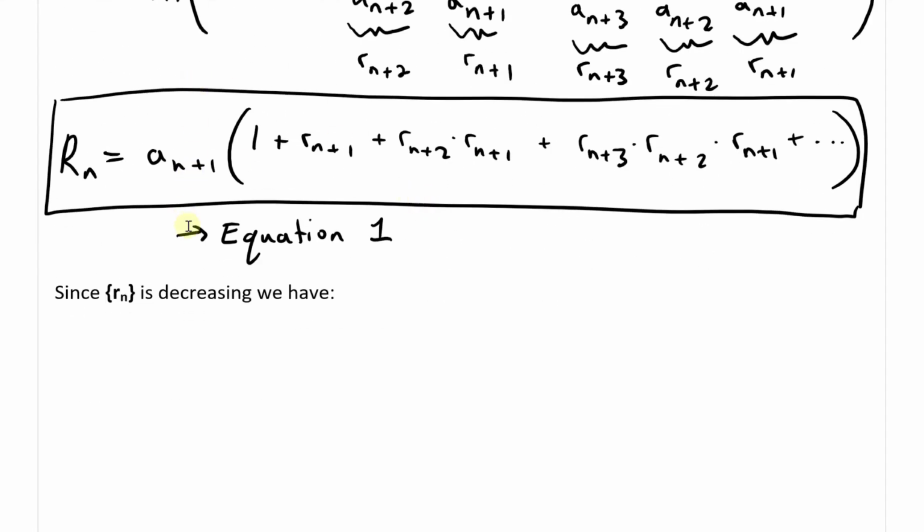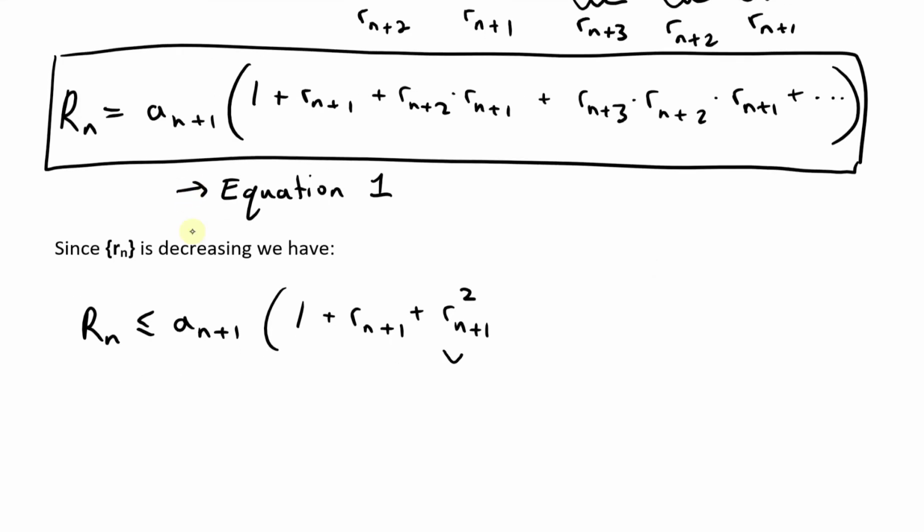What we have over here is, we can write the remainder R_n as equal to A_{n+1} times, same thing here, 1 plus r_{n+1}. But here is where it gets interesting. I'm going to make this less than or equal to. Now instead of using the original r_{n+1} times r_n, because it's decreasing, this is going to be less than if we were to add up instead r_{n+1} squared. So it's less than this. I'm going to keep going on and on, but I'll show you what I mean.